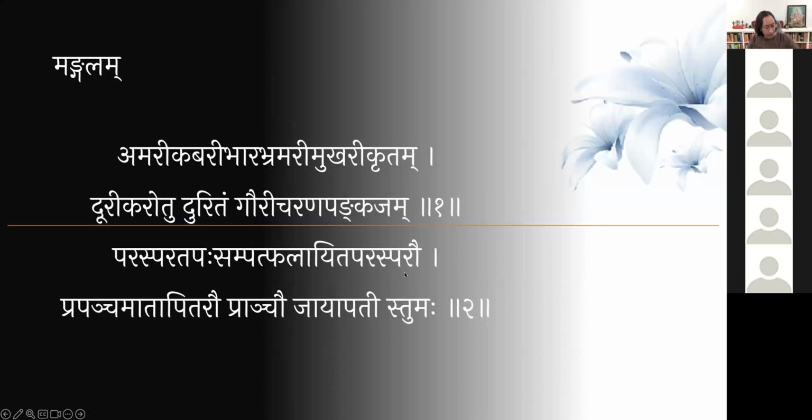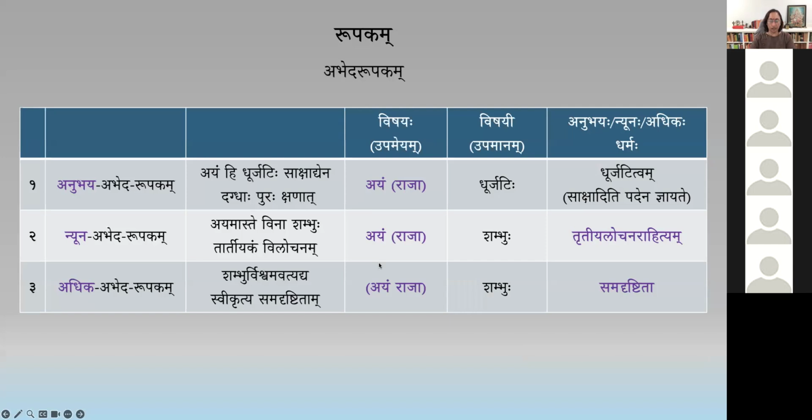So we looked at three varieties of Rupakam. Rupakam is divided into two types. One is Abheda Rupakam, the other is Tadrupya Rupakam. Abheda Rupakam is where you are not specifying what the Vishaya is; you are only pointing it out by a Sarvanama Shabda. So there were three types within that Abheda Rupakam: Anubhaya Abheda Rupakam, Nyuna Abheda Rupakam, Adhika Abheda Rupakam.